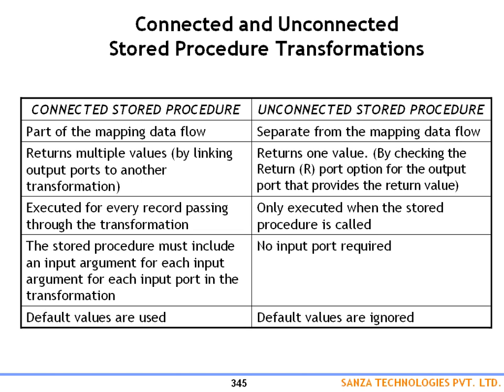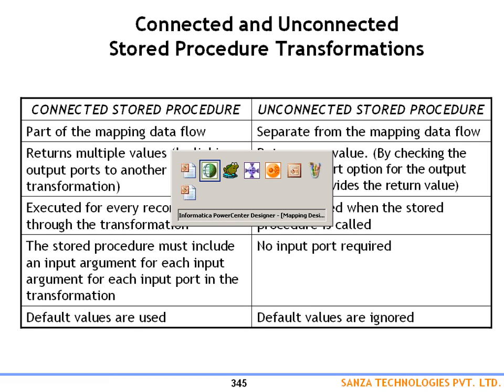What is a connected stored procedure? Part of the mapping data flow. Unconnected, separate from the mapping data flow. A connected stored procedure returns multiple values, whereas an unconnected stored procedure has a restriction. It can return only a single value, that is the R port, which I have discussed with you in the stored procedure.